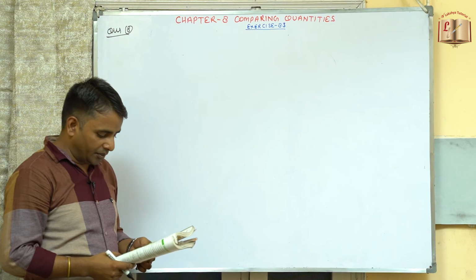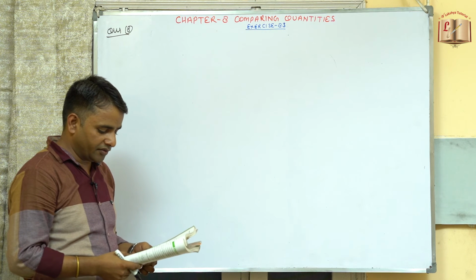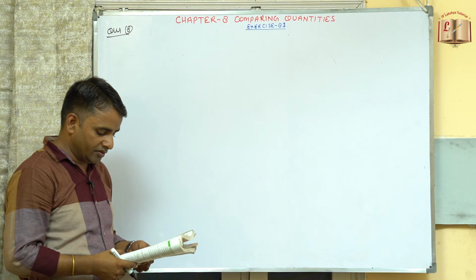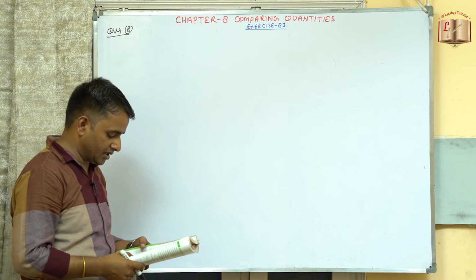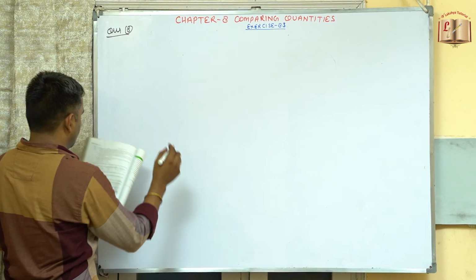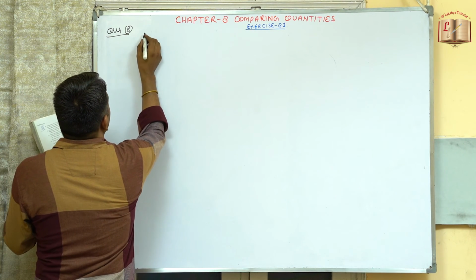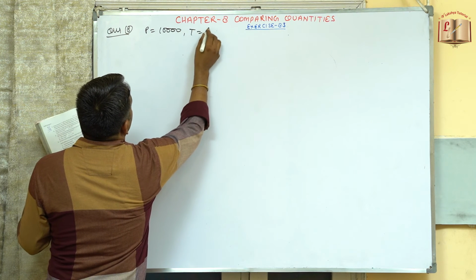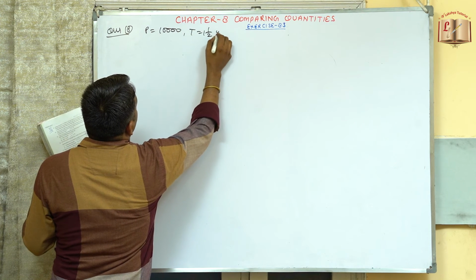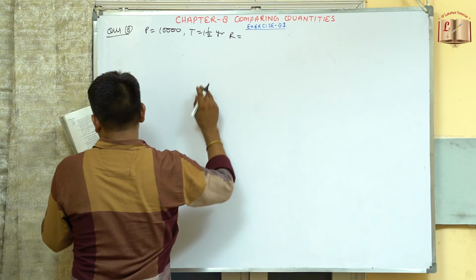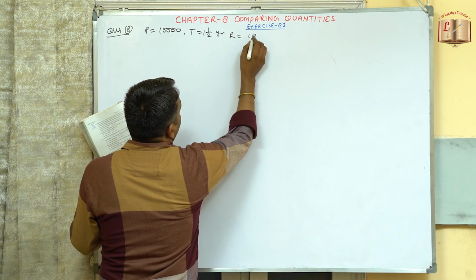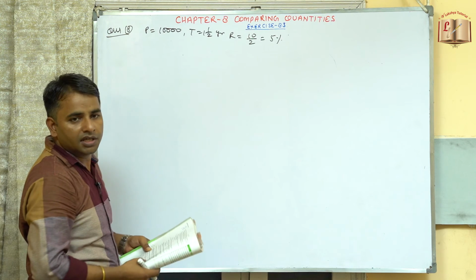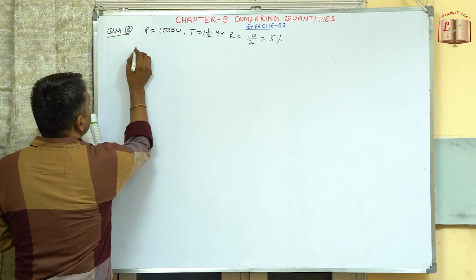Find the amount and the compound interest on rupees 10,000 for 1.5 years at 10% per annum compounded half yearly. Would this interest be more if the interest were compounded annually? So first of all, we need to go for the half yearly. The principal is 10,000 rupees, T is 1.5 years, and the rate will be half of this rate, so 10 by 2 means 5%.